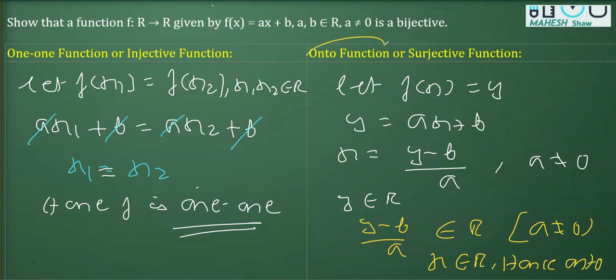So we can say this is both one-one and onto. If you prove that the function is both injective and surjective, it's bijective. So this is how this question can be done.